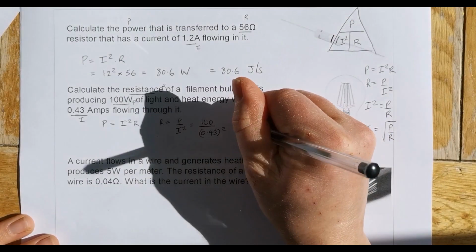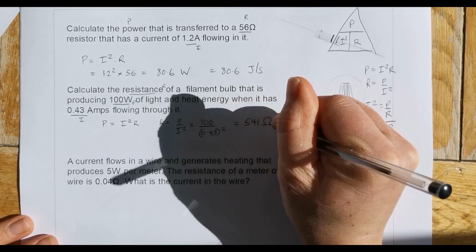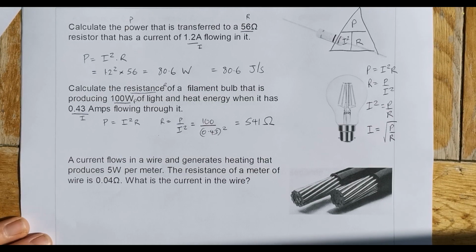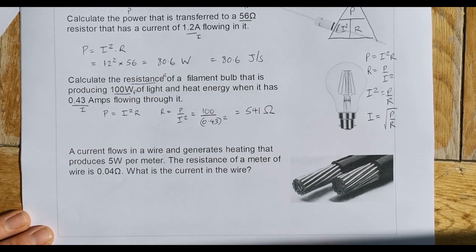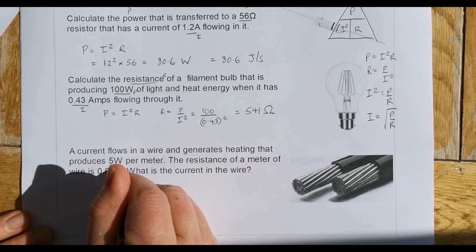541 ohms. 541 ohms. Great. A current flows in a wire and generates heating that produces 5 watts per meter.